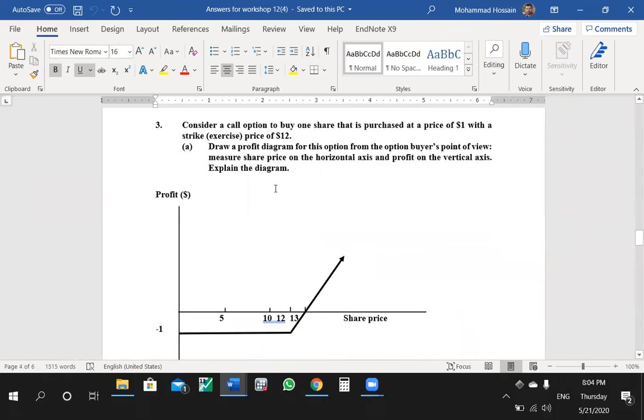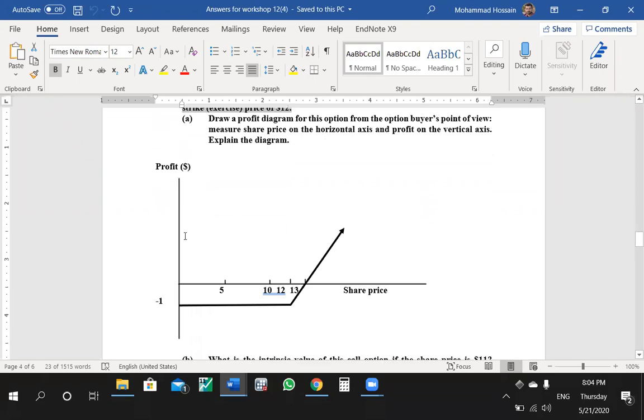Okay. So consider a call option to buy one share that is purchased at a price of $1 with a strike price of $12. So $12 is the strike price, so they will buy it at $12. And the question is, draw a profit diagram for the option from the option buyer's point of view. Measure share price on the horizontal axis and the profit on the vertical axis. So let's draw this diagram.